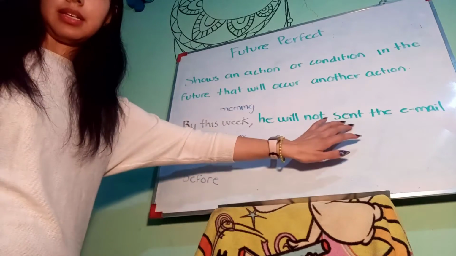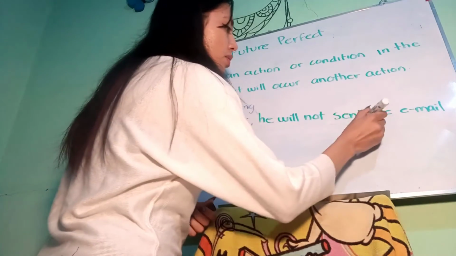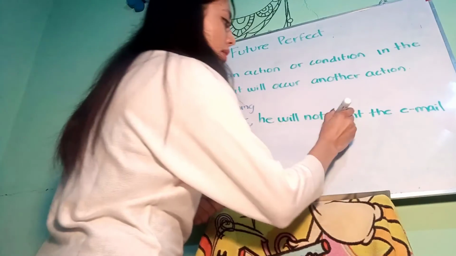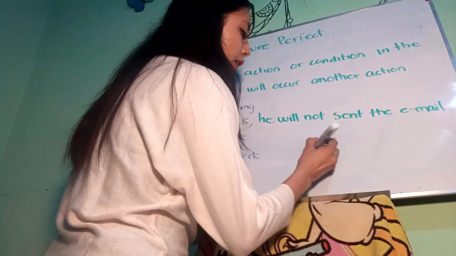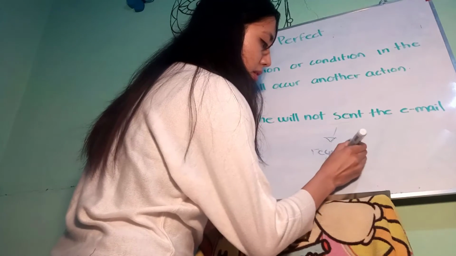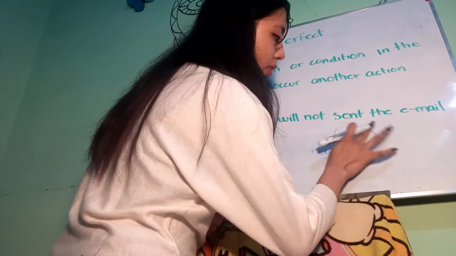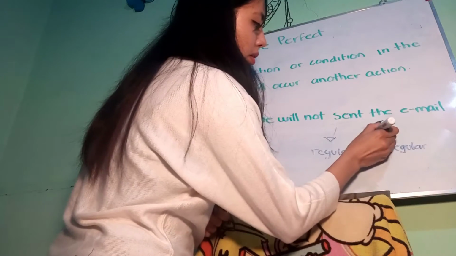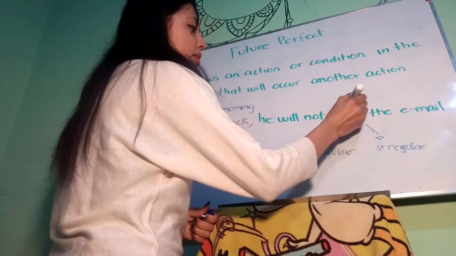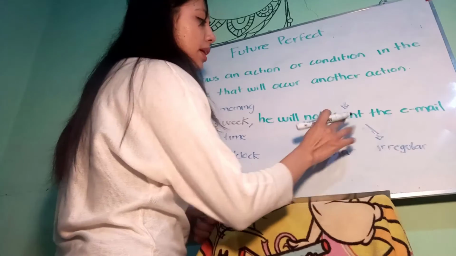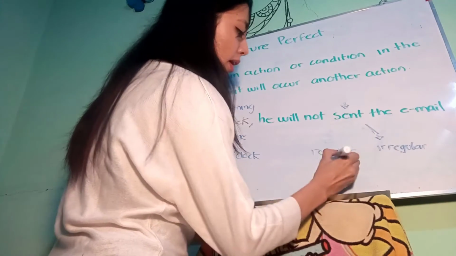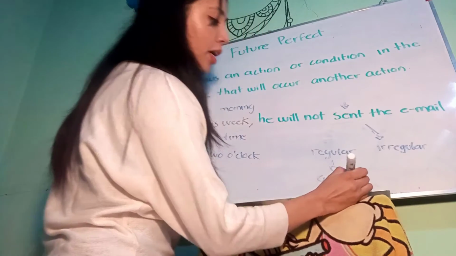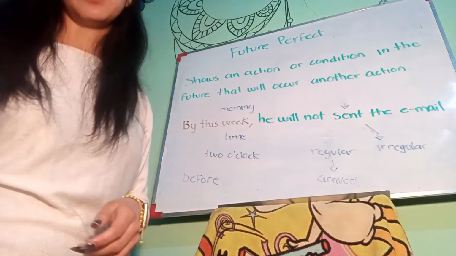As you can see, this verb is irregular, so for these tenses you need to know the regular and irregular verbs. Send, in this case, is an irregular verb, and for example, arrive, arrived is a regular verb.